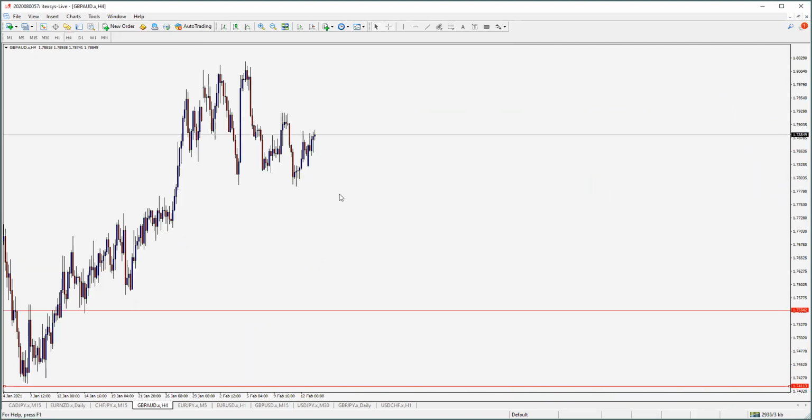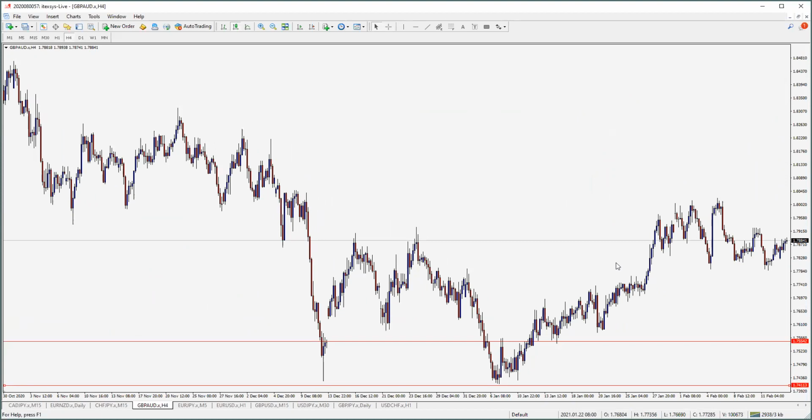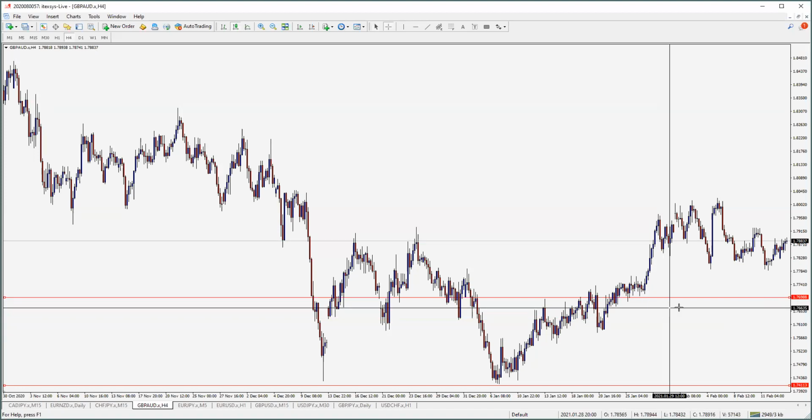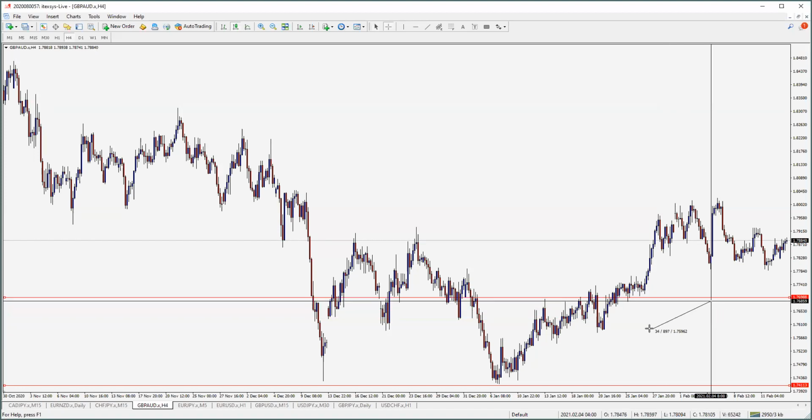So first, I don't think I would touch this pair now, but I will definitely follow this. If that level is broken out by the price here, we will probably see the price go all the way down, and there is approximately 250 pips of potential. We just need to find a good reason to sell, of course. So that's the only thing I can see for now for the pound against the AUD.